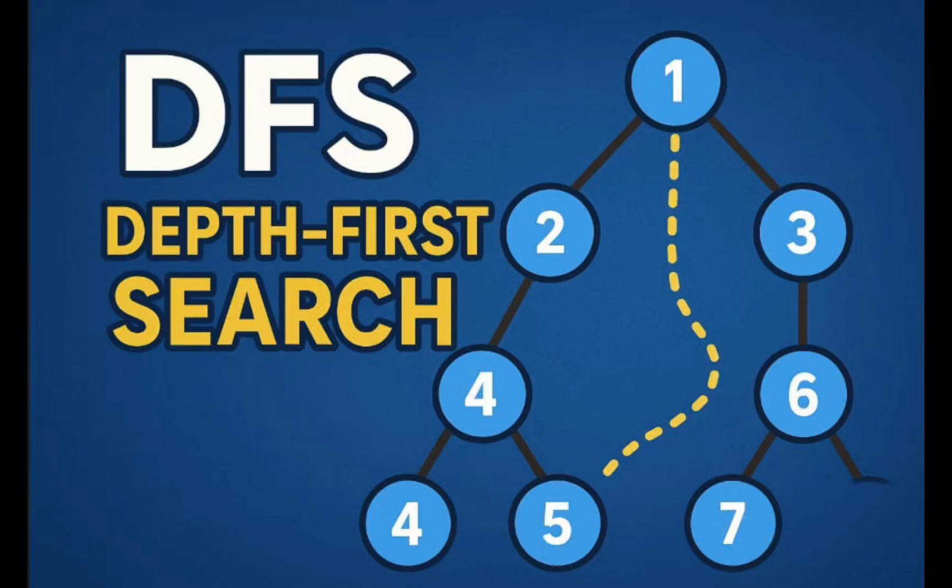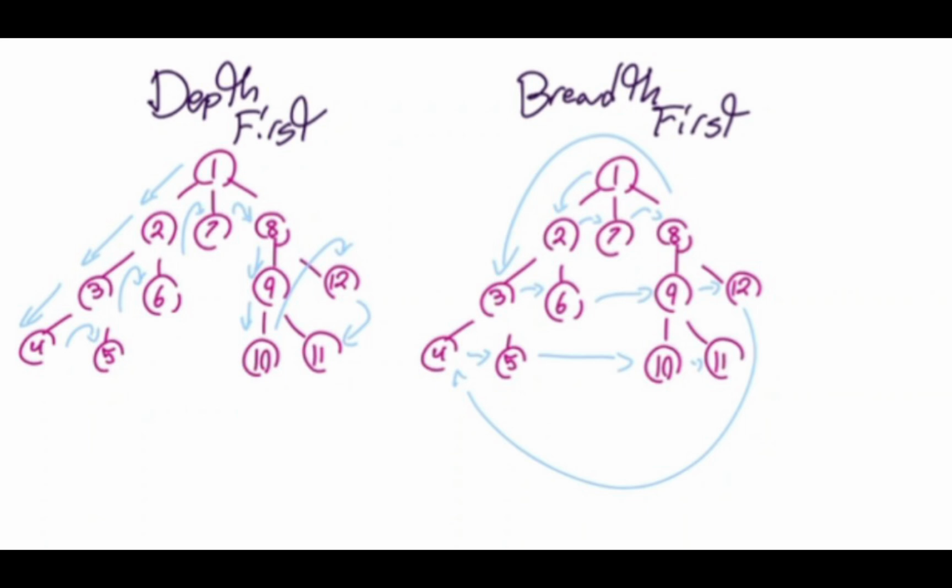Hi everyone, so in this video we're going to be explaining depth first search, also known as DFS, using this tree diagram, and we'll also compare it to breadth first search so you can clearly see the difference. Depth first search is an algorithm used to traverse or search through trees and graphs. So the key idea behind DFS is very simple: go as far down as possible before coming back up.